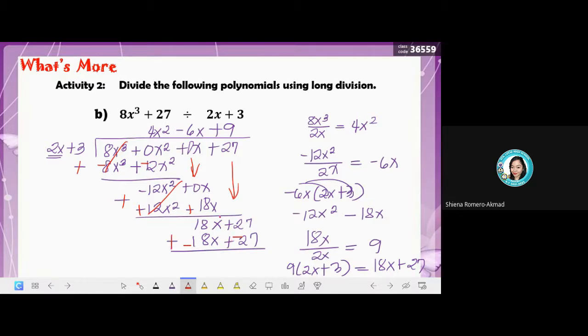Proceed to addition. So this is 0. This is 0. The remainder is 0. Okay? So what will be the answer? The answer here is 4x squared minus 6x plus 9.